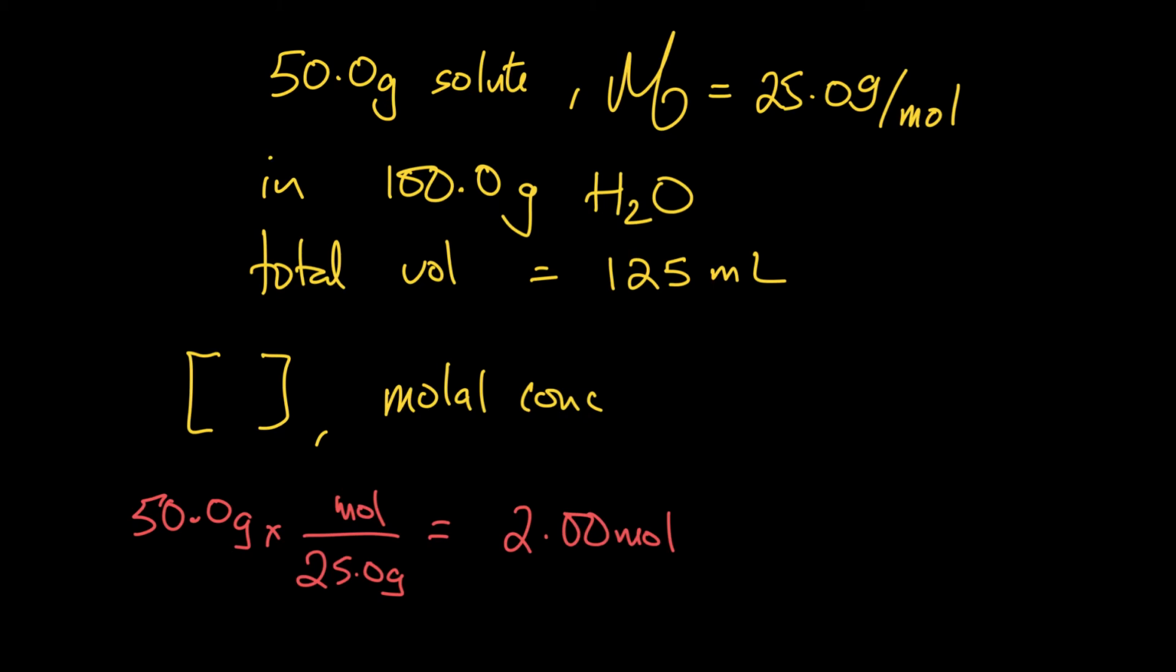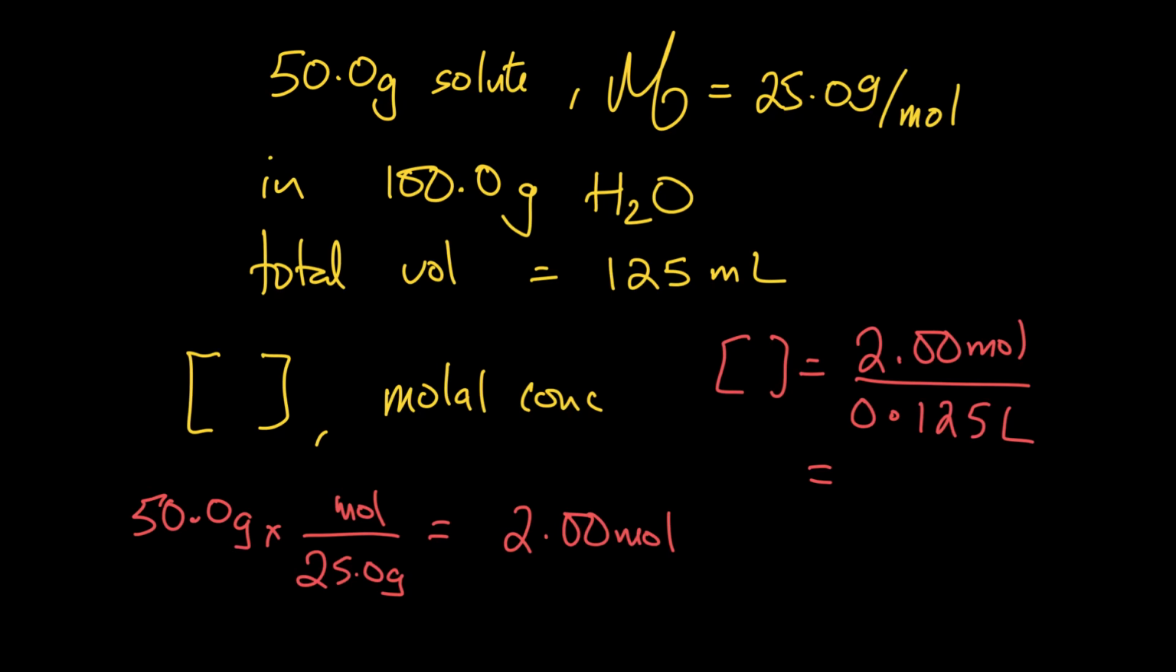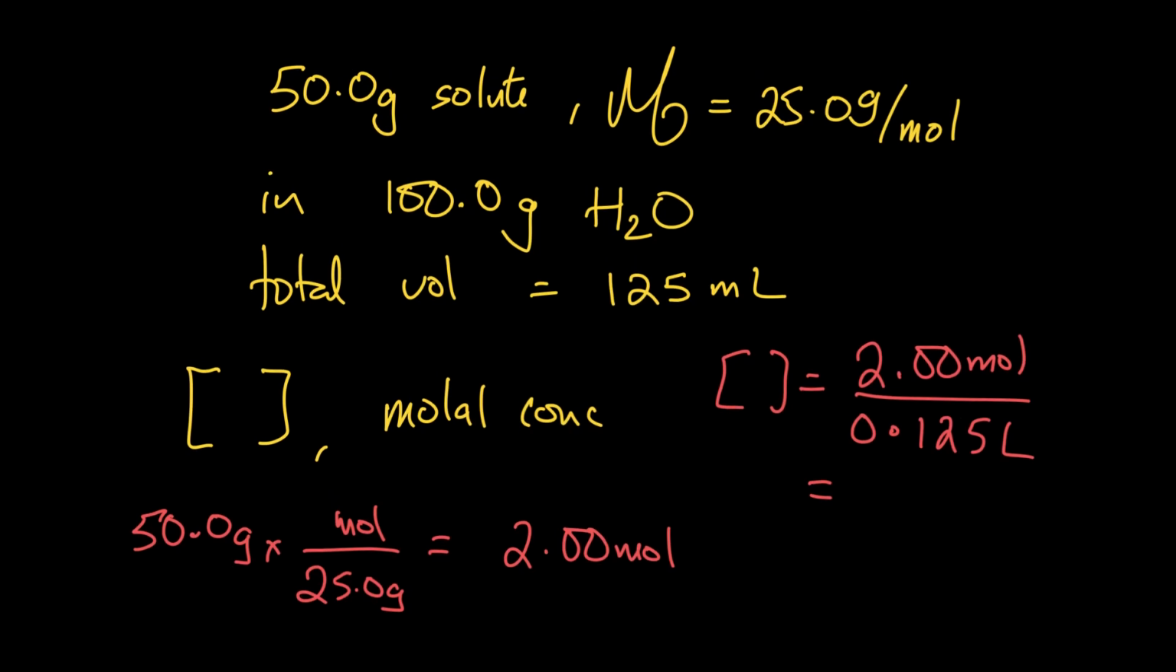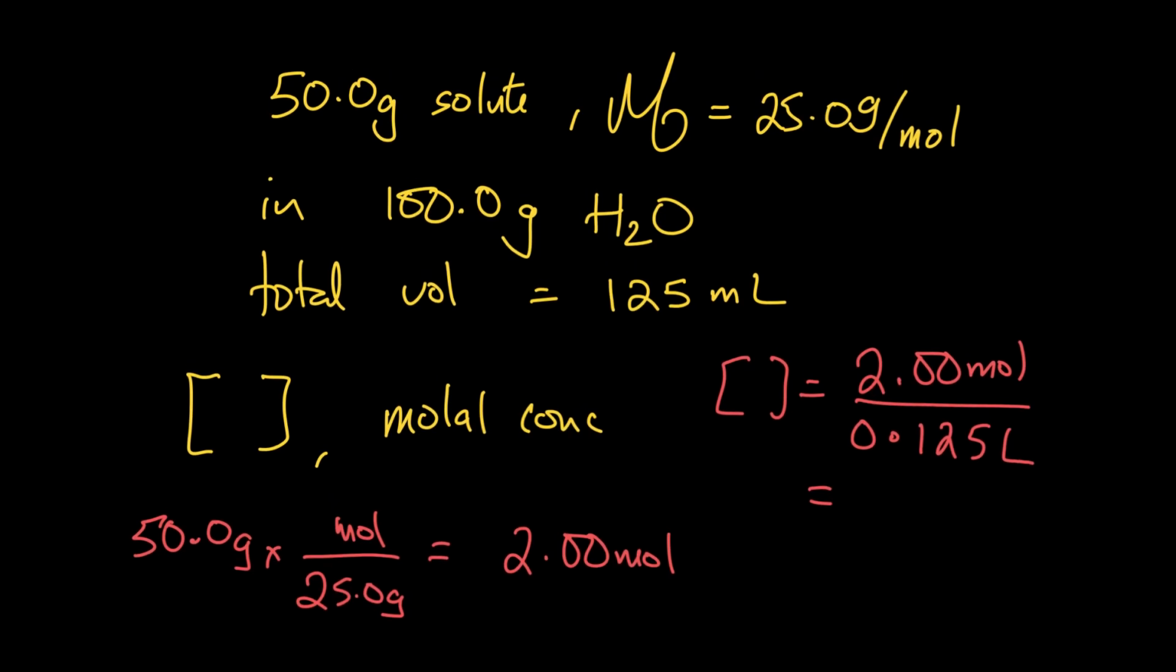And the molar concentration is moles per liter. So the molar concentration would be 2 moles divided by the volume in liters. 125 milliliters is 0.125 liters. If we do that division on our calculator it will say 16, but of course, with significant figures, it's 16.0, and the units are moles per liter, or capital M.